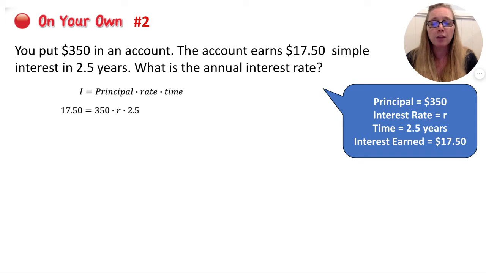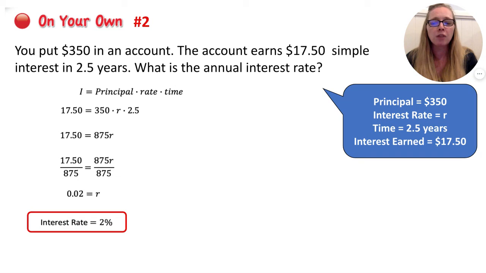So we're going to multiply 350 times 2.5. Go ahead and use a calculator. So 17.50 equals 875r. Divide both sides by 875. Using a calculator, we can figure out that 0.02 equals r. Remember, we're finding that interest rate, so we're moving over that decimal 2 places to the right. So our interest rate is 2%.